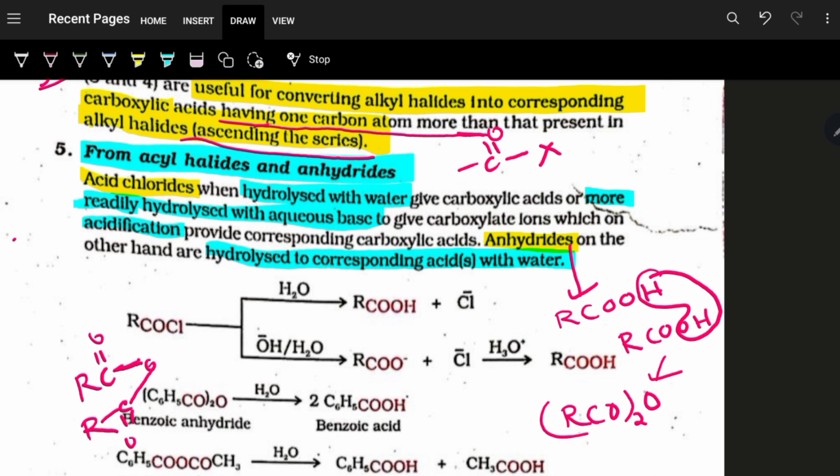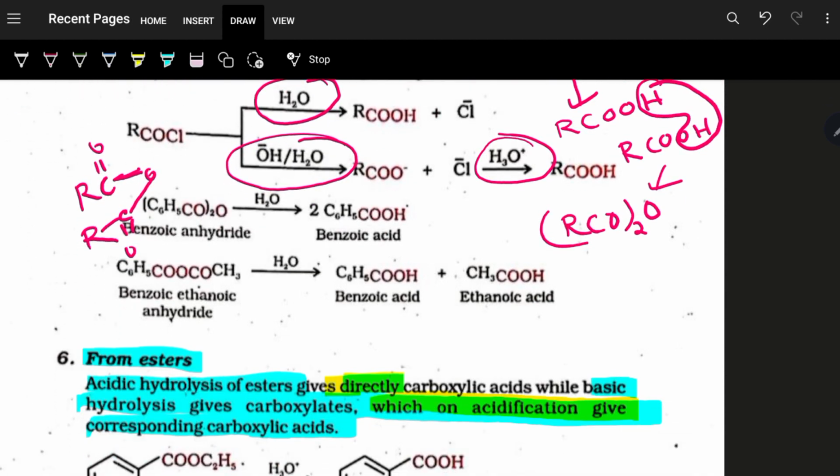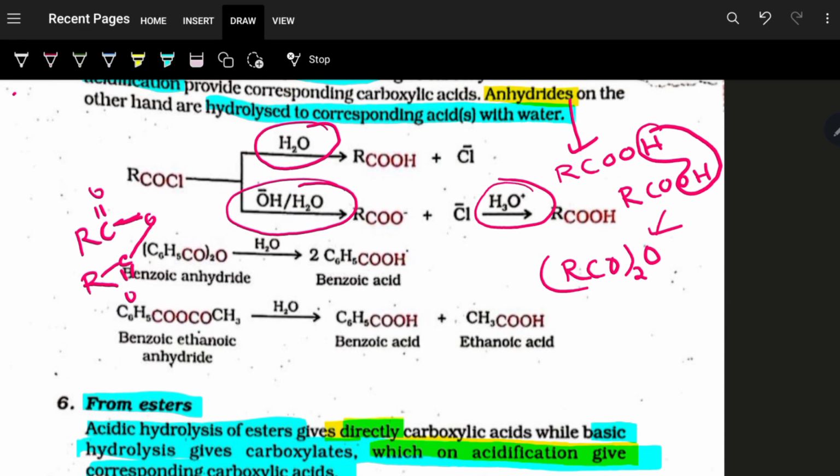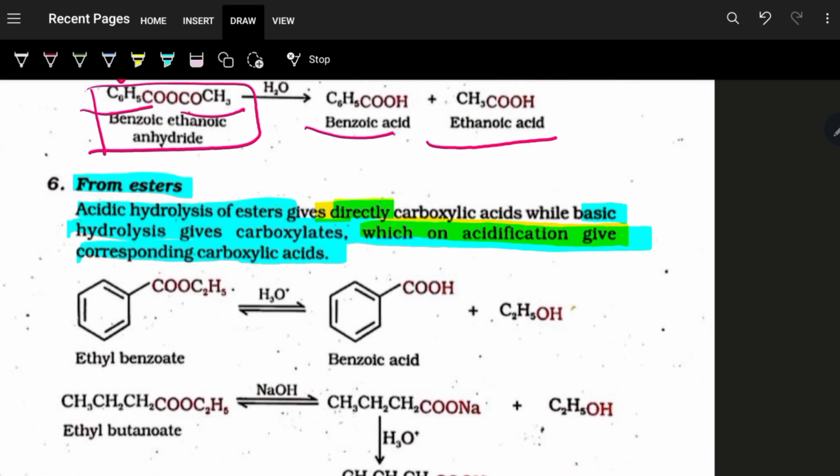So these can be hydrolyzed. So RCOCl can be hydrolyzed with water. It can also undergo alkaline hydrolysis followed by acidification finally. So these are the methods by which you can obtain carboxylic acid. Remember, in this type of compound where I have 2 different structures on both the sides, I will get a mixture of acids. Next, from ester.